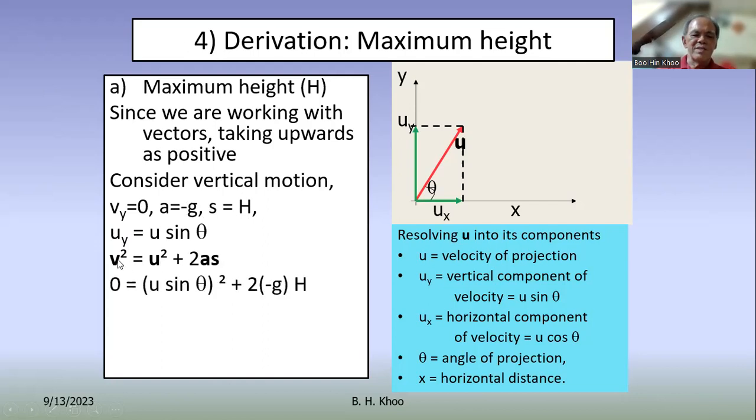Substitute into the equation: v squared is the final velocity in the y direction, which is 0. u is u sine theta, squared. 2, a is minus g, s is H. Okay, so for H, we take this one to the other side, and it becomes positive. Then we want H, so we take the 2g down. So we have that, with the square. Okay, know how to derive it, no need to memorize it.